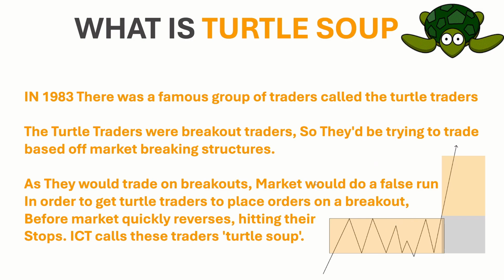Market would often do a false run. This means market would often have a fake out here and then it would reverse quickly in order to stop out any turtle traders that were trading breakouts. So ICT eventually called this Turtle Soup, as these turtle traders trading on a breakout would often take losses from the strategy, and soup I guess comes from them taking losses. I don't know. However, that's not what is important.